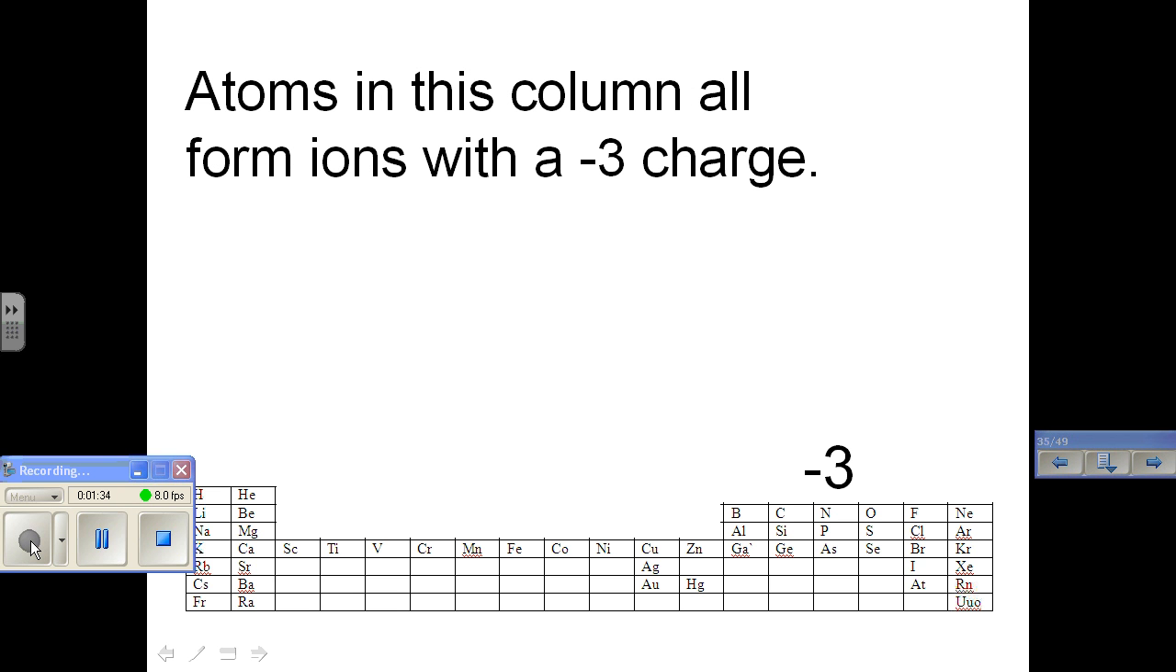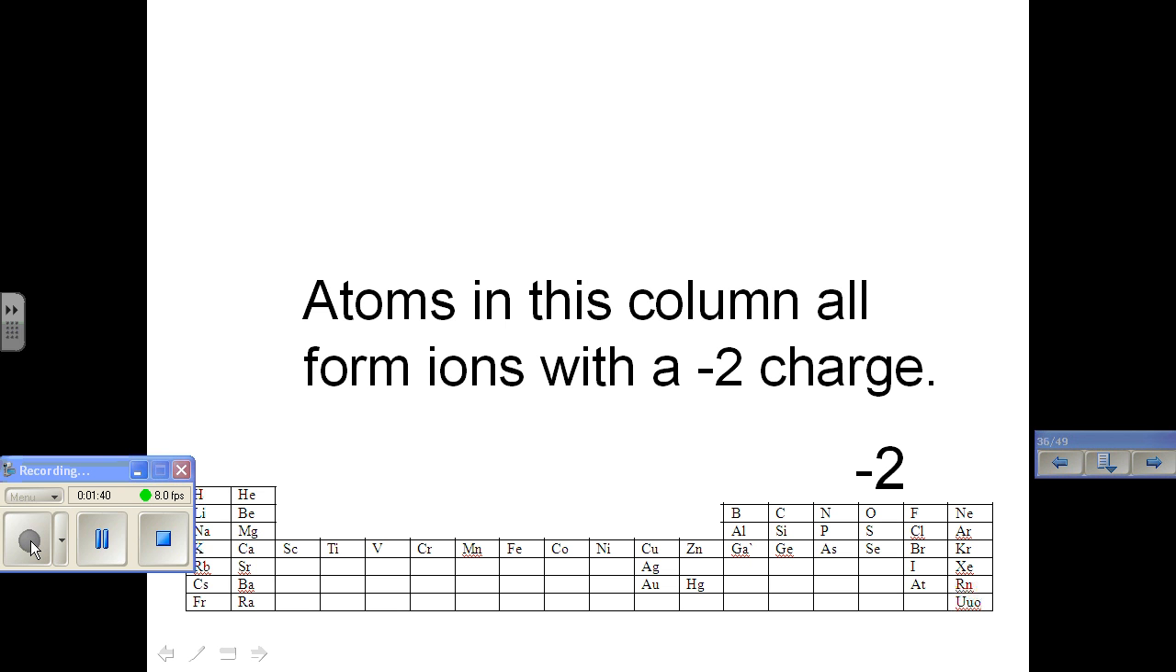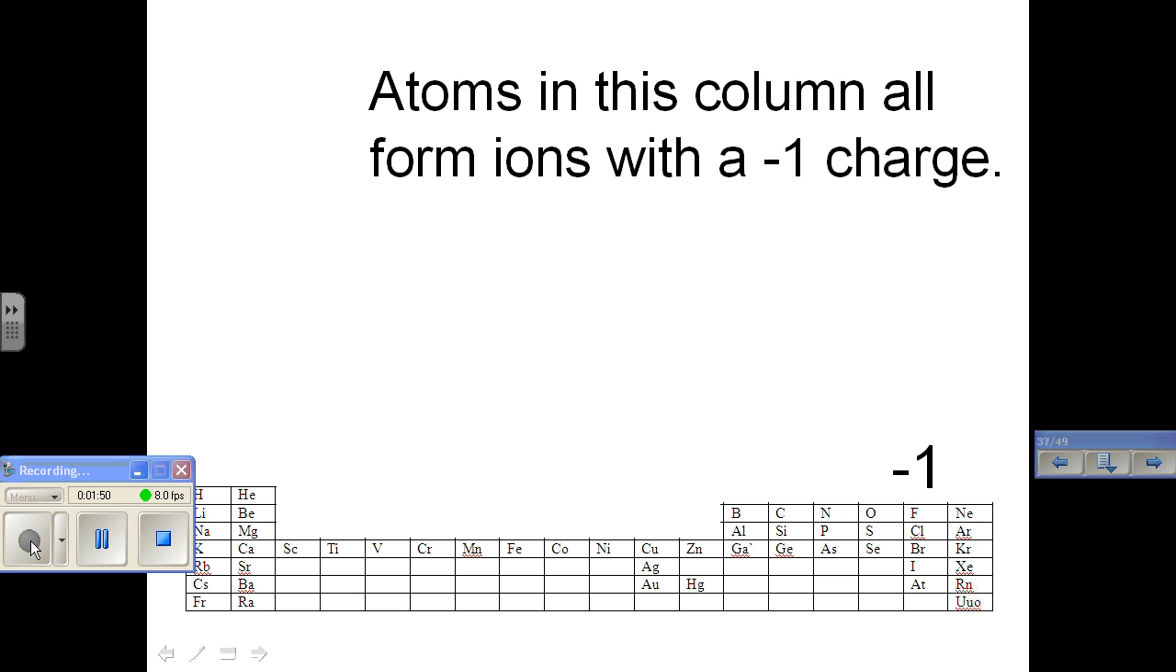Then the nitrogen column is a -3 charge for its ions. The next column has a -2 charge. The column after that, a -1 charge. And then the very last column has no charge. It doesn't form ions. They're the noble gases.